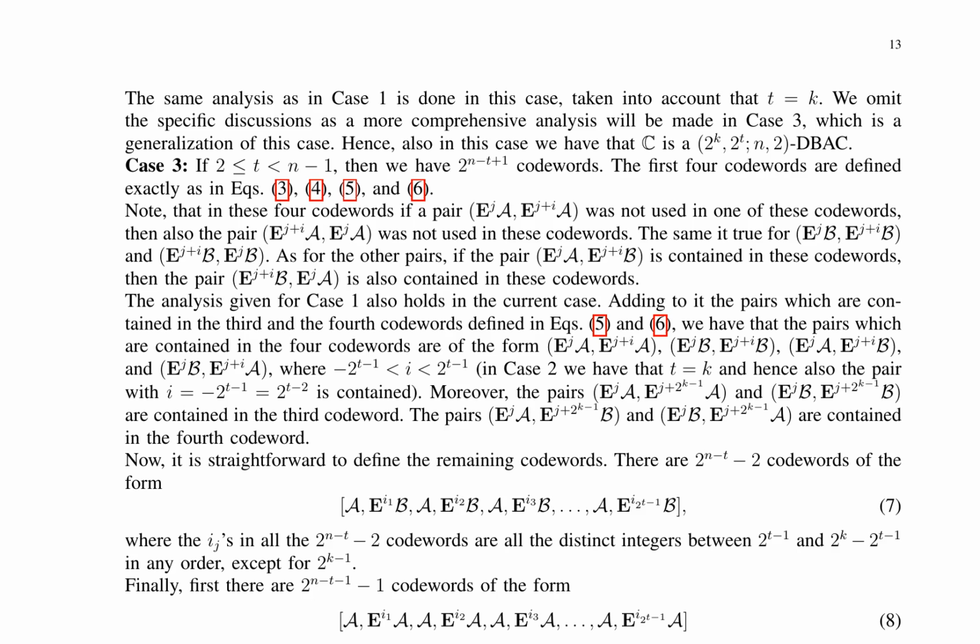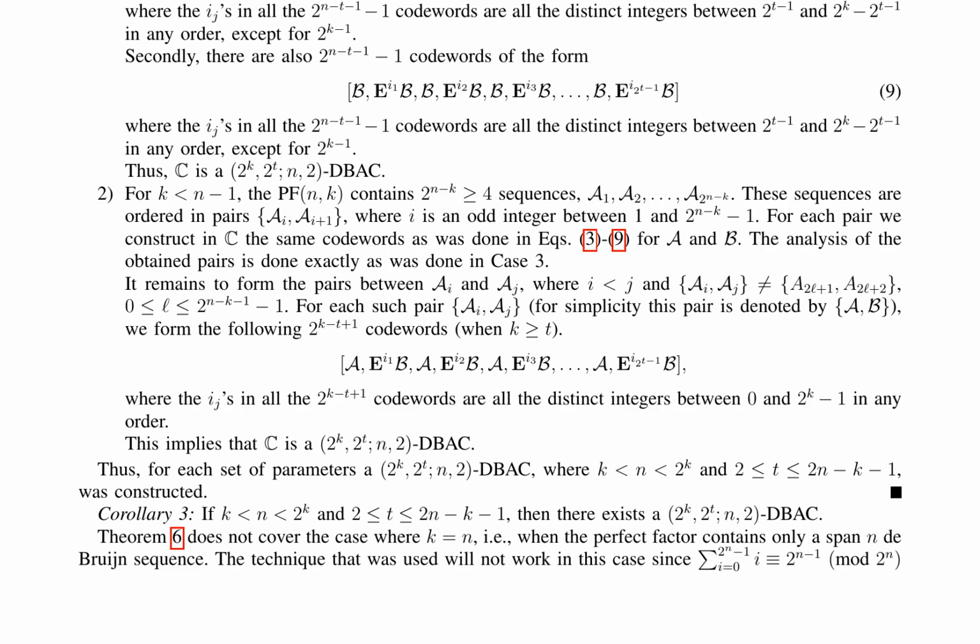The analysis follows a similar pattern to case 1, resulting in the same conclusion about C being a (2K, 2T, N, 2) DBAC. Case 3 introduces an additional set of codewords and analyzes their properties. It also discusses the construction of remaining codewords and their relationships with previous ones. The authors conclude that C is a (2K, 2T, N, 2) DBAC for this case as well.